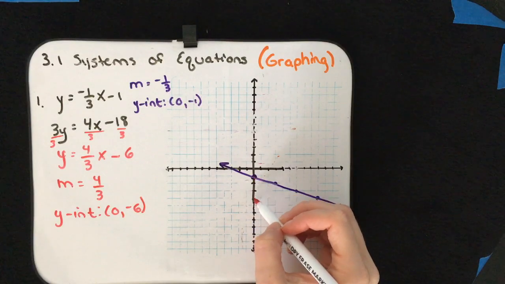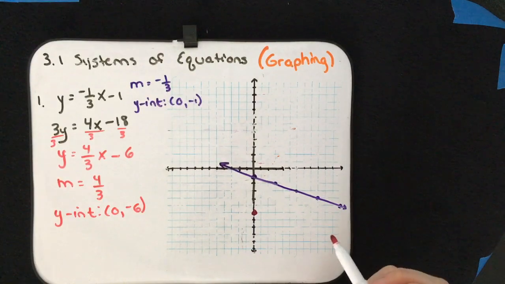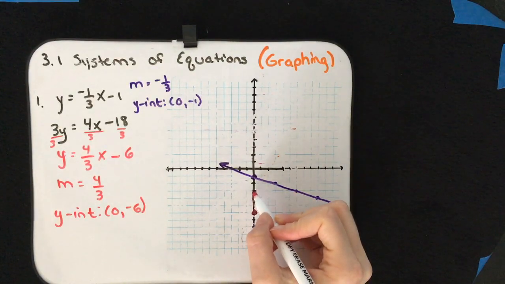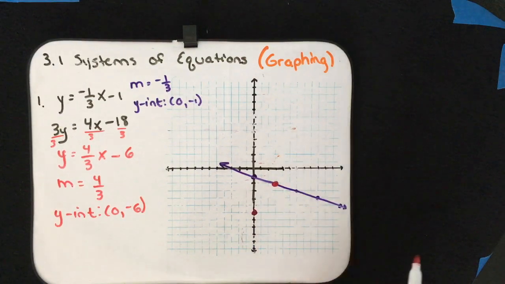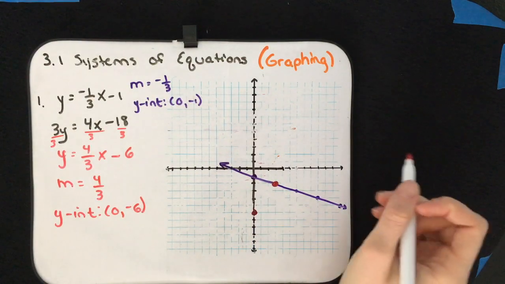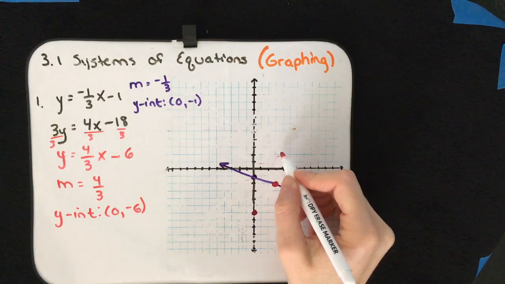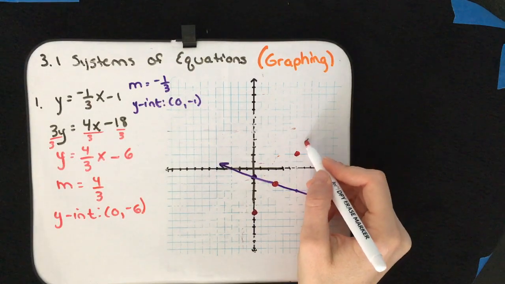1, 2, 3, 4, 5, 6. And our slope is 4/3, so that means we go up 4 and over 3. 1, 2, 3, 4. 1, 2, 3. So right there is going to be where they cross. But let's draw another one so we can draw our line. 1, 2, 3, 4. 1, 2, 3. We can connect our dots.